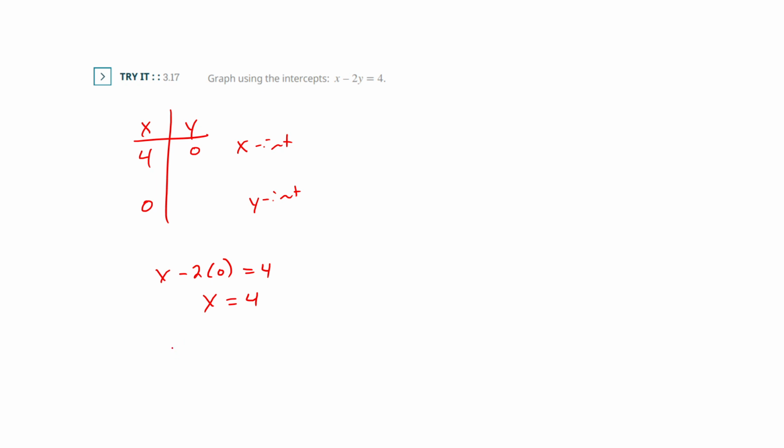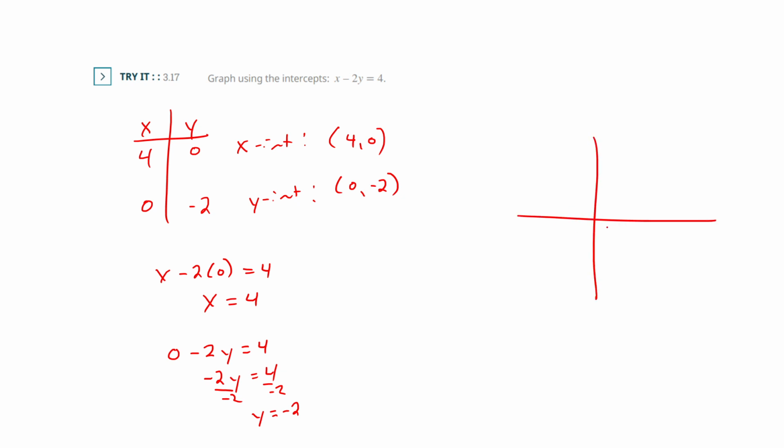Now we'll do the bottom one, putting in 0 for x. Get negative 2y equals 4. Divide both sides by negative 2. And I get this. Okay, now I'm just going to write them out there as points. We're going to graph them. So 1, 2, 3, 4. That's my x-intercept. 0, negative 2.